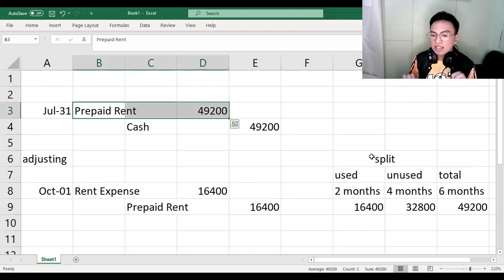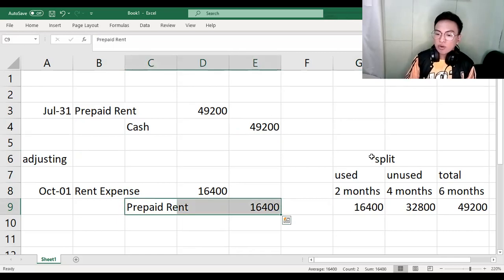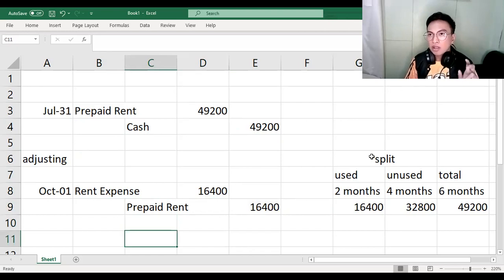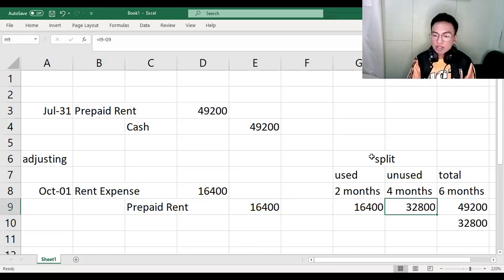If you're going to do the math, on July 31, there is a debit to prepaid rent, 49,200. And there is a credit to prepaid rent for 16,400. Combine the effects of the two. That's 49,200 minus the 16,400. We will get really the unused portion of 32,800 na 4 months pang gagamitin in the future, which will remain a prepaid asset or prepaid rent natin for this ice cream company.